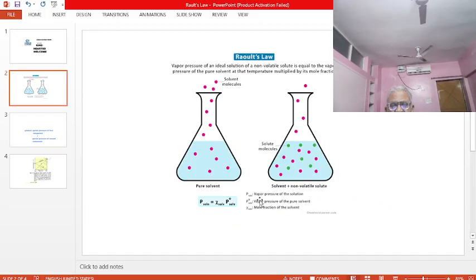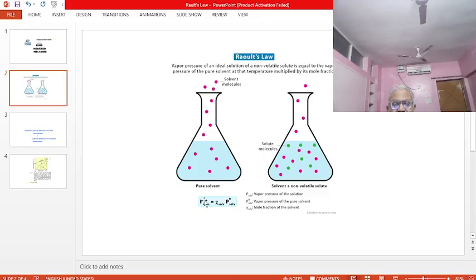Here P is the vapor pressure of the solvent, P naught is the vapor pressure of the pure solvent, and X is the mole fraction of the solvent. That is why P is equal to P0, which is the proportionality constant, times X, the mole fraction. And this P0 is the vapor pressure of the pure solvent.